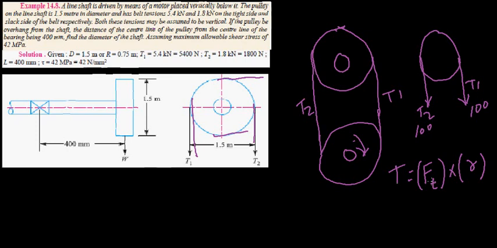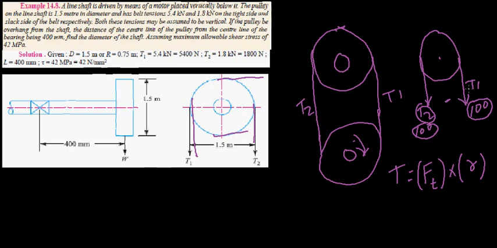Now I want you to feel that if both were equal, if T1 is equal to T2, if both are equal to 100 newtons, then what's going to happen? This pulley will not rotate at all, isn't it? This pulley will not rotate because in equilibrium the force on both sides is equal. So there is no tangential force. So if you want to calculate the tangential force, it's nothing but the difference between T1 and T2, isn't it?